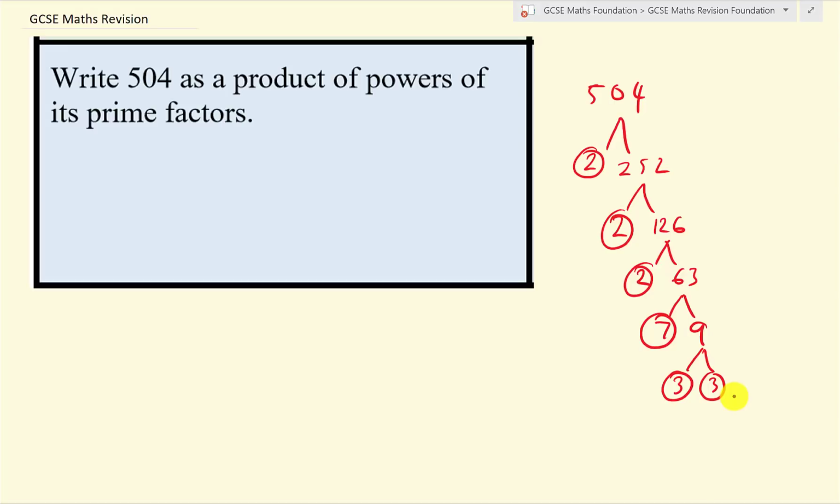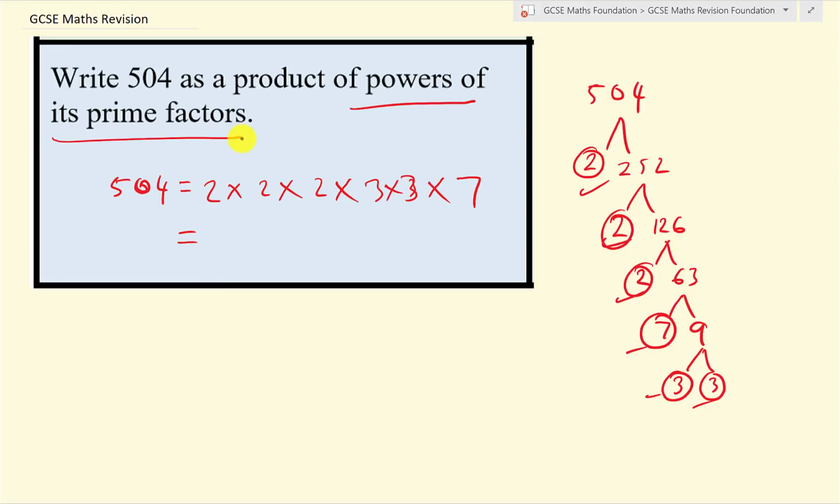Now let's write it as a product, which means times. So 504 can be written as a product of its prime factors, which are 2 times 2 times 2 times 3 times 3 times 7. Now if the question says write as a product of the powers of its prime factors, you need to write its powers. So 2 times 2 times 2 is 2 cubed. 3 times 3 is 3 squared, and times by 7.